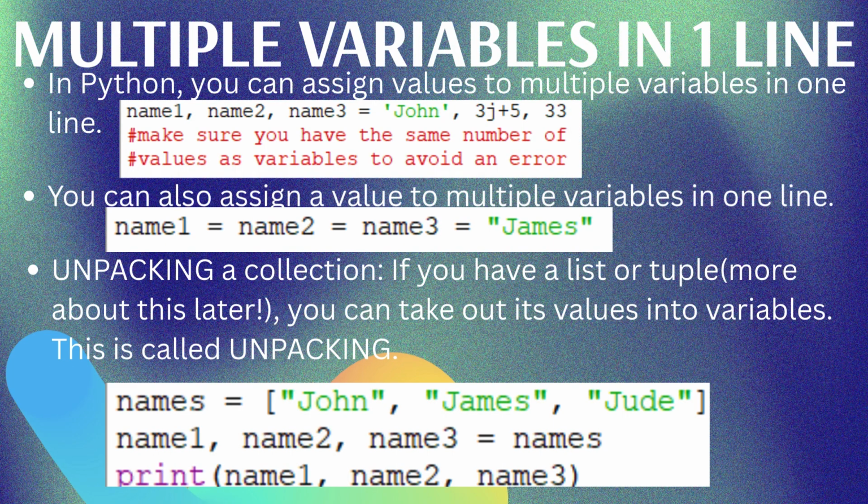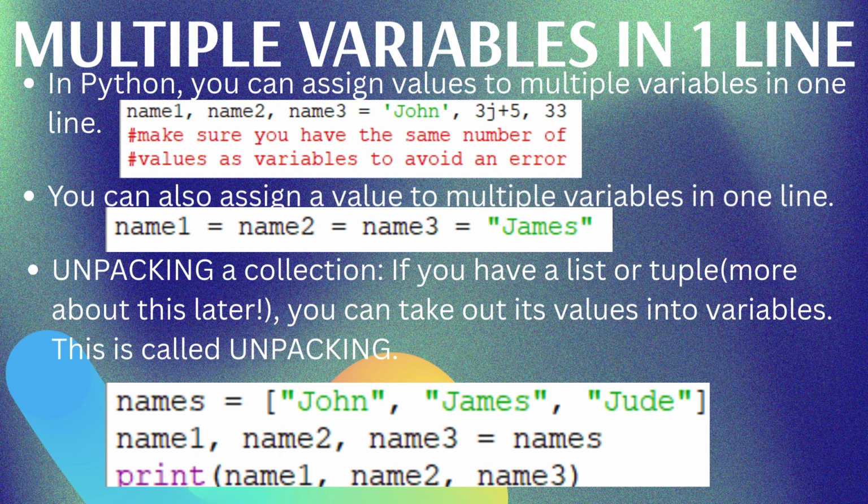In Python, you can assign values to multiple variables in one line. You can have name1, name2, name3 as the names of the variables, and then an equals sign, and then you can put in the values for each of the variables in the same order that you've put the variables. Make sure that you have the same number of values as variables in order to avoid an error.